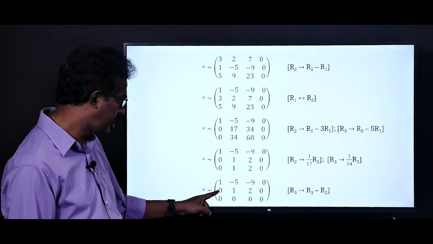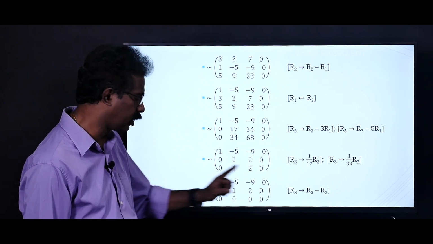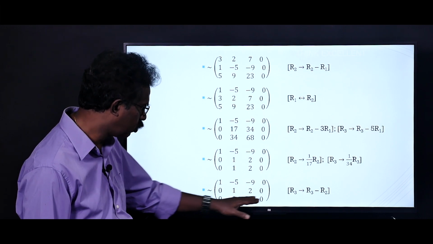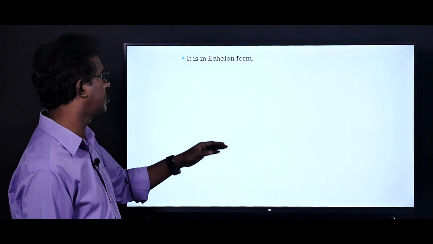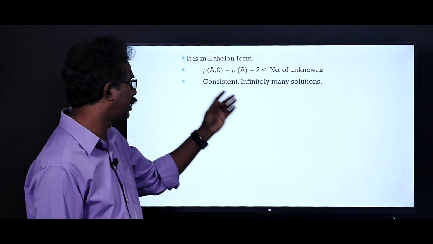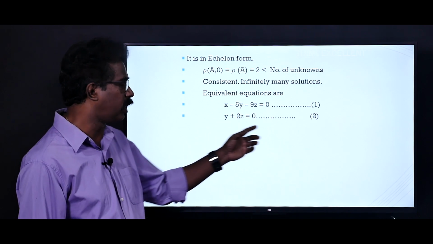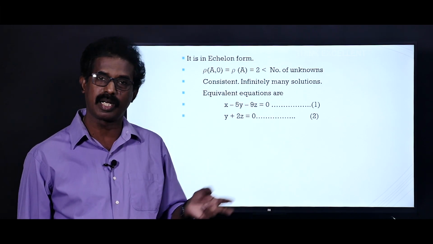Second one, 0X, leave it. Y plus 2Z equal to 0. That's all. Last one fully it is what? 0. Okay. So that's what you are getting here. Echelon form. Ranks are equal. Less than the number of unknowns. So consistent, infinitely many solutions. Equivalent equations are, you are getting only 2 equations. With 2 equations you cannot solve it, right?